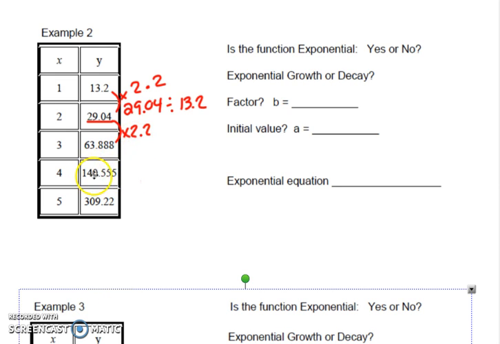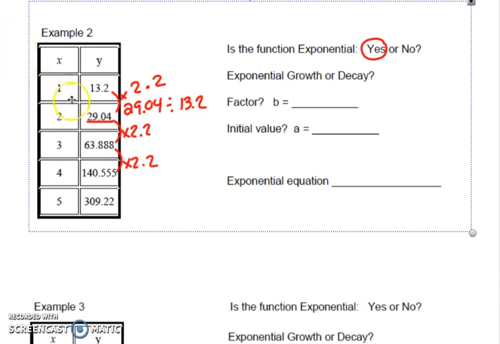And you can keep checking it, like I said, and pick a number. So you can do 140.555 and divide it by 63.888, and you should again get 2.2. Okay? So is this an exponential function? Yes, because they are timesing by 2.2. So if you're multiplying or dividing, that is exponential. Is it growth or decay?